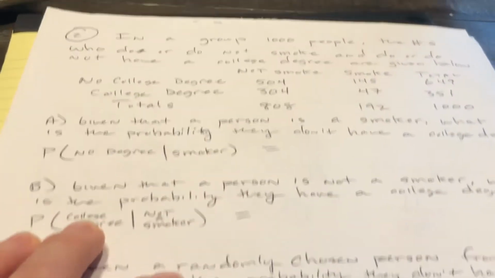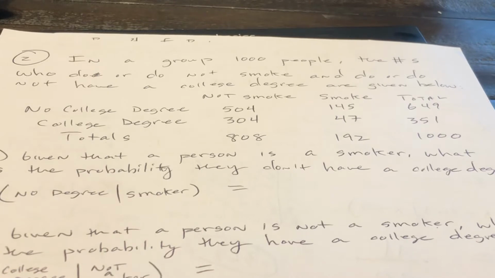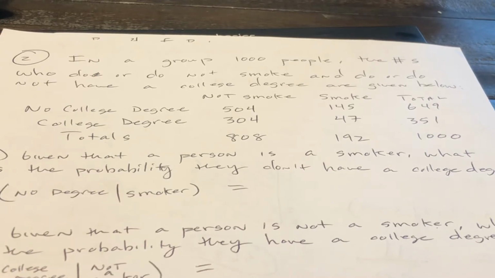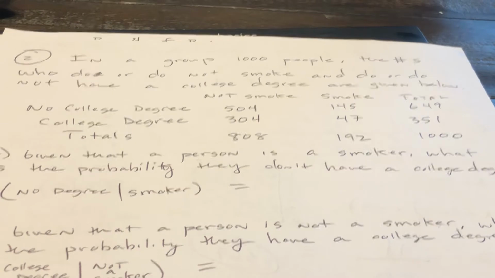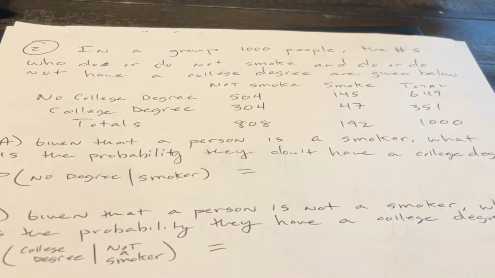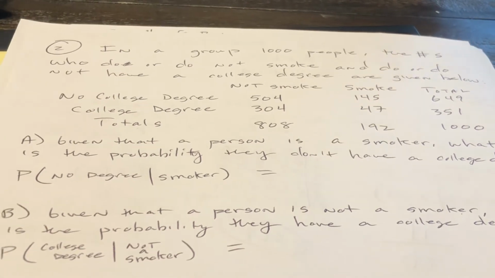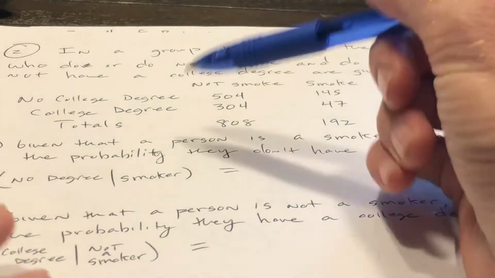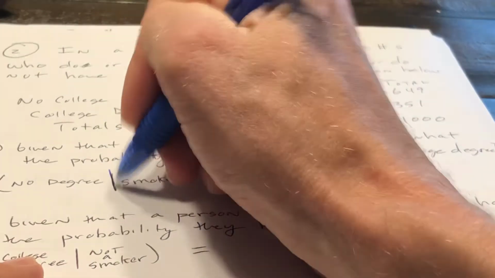All right, and it says the following. You can read it there. In a group of 1,000 people, the numbers who do or do not smoke and who do or do not have a college degree are given below. And I've kind of reproduced that. So given that a person is a smoker, what's the probability they don't have a college degree? So the given part always goes second.